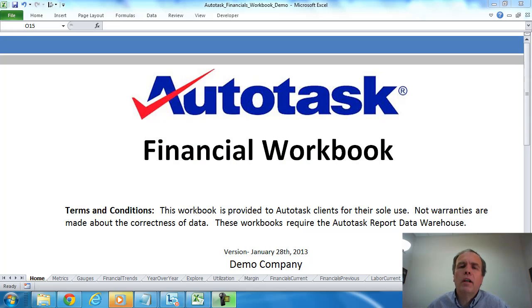So what I want to do is take a quick look through some of the capabilities of the financial workbook. We also have a series of deep dives through various aspects of the workbook that you can look at later. So let's take a look at the financial workbook.